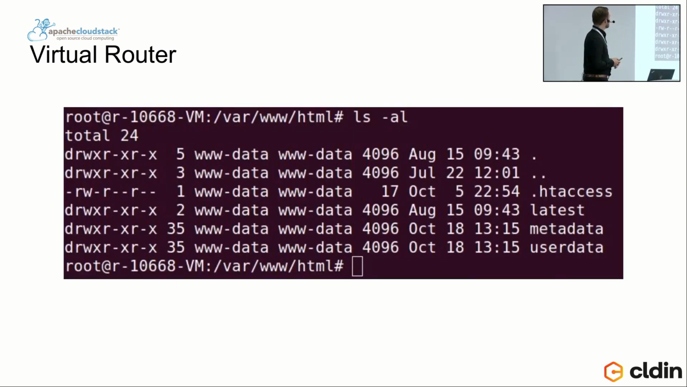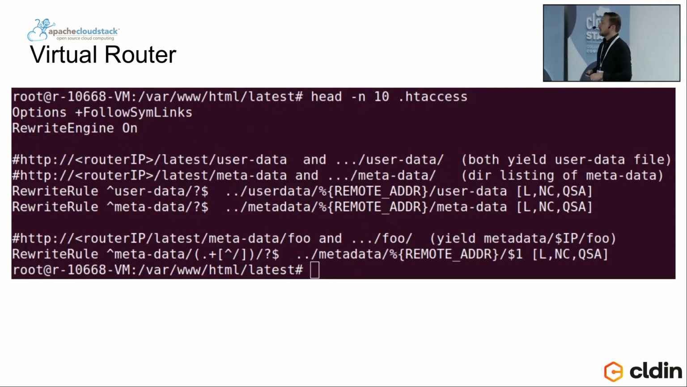And on the virtual router, you go to /var/www/html, and you'll find a directory called metadata, called userdata, latest, and an .htaccess file. The .htaccess file redirects internally based on the IPv4 address of the VM. So that's the unique identifier which is being used by the virtual router to serve you the right data. So there's no authentication. It's all based on the IPv4 address of the virtual machine, which is contacting the virtual router to download the data.